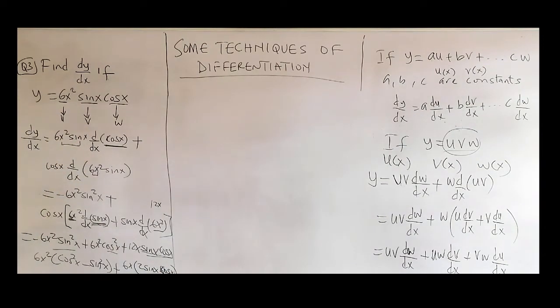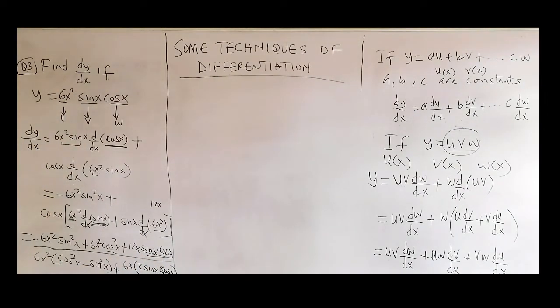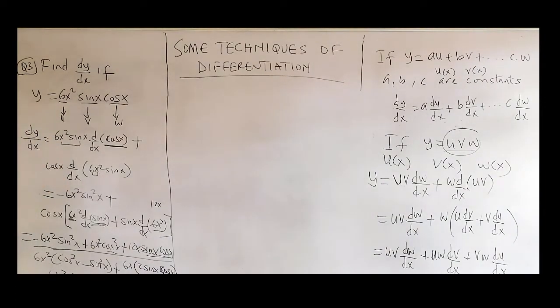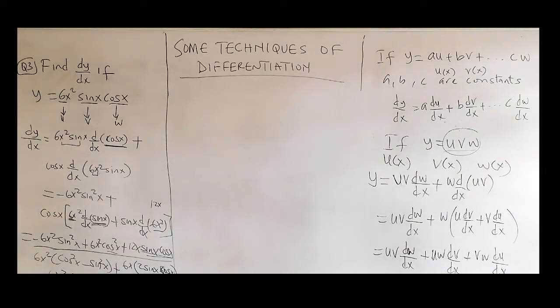Actually, at this point we are done with the solution. What we want to do is use a trig identity so that we can fetch more marks. Okay, and that's what we are doing. This will now become cos squared x minus sine squared x, that is 6x squared cos 2x. And this one also will be equal to plus 6x sine 2x. So that's what we have done. We have succeeded in turning everything to double angle. And that's that on this question.